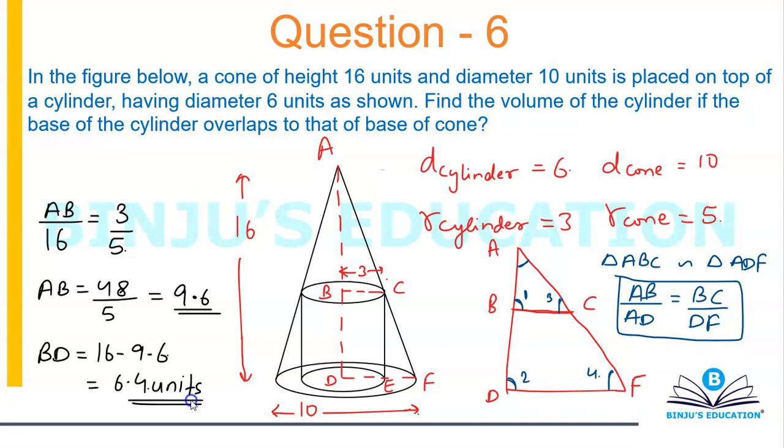Now if you want to calculate the volume of the cylinder, you can do that. It's going to be pi r square h. What is r? That is 3 square into h, which is 6.4. The rest of the calculations you can do. That's not a big deal. Okay, so that's going to be like 9 pi into 6.4, so that's 54 plus 3.6, that's 57.6 pi cubic units. That is all that you have to do.